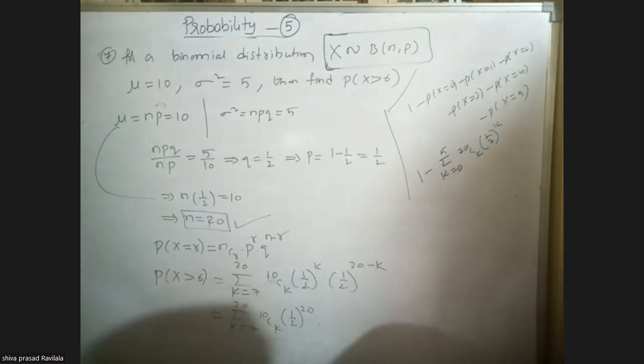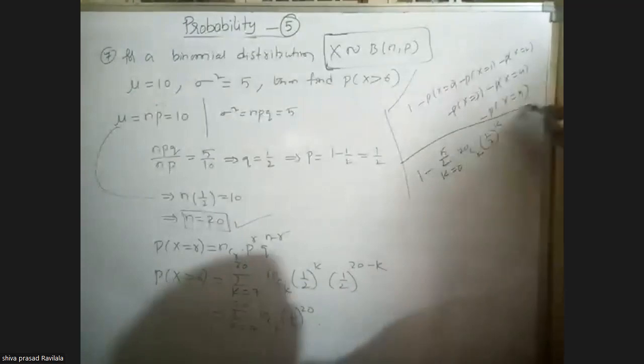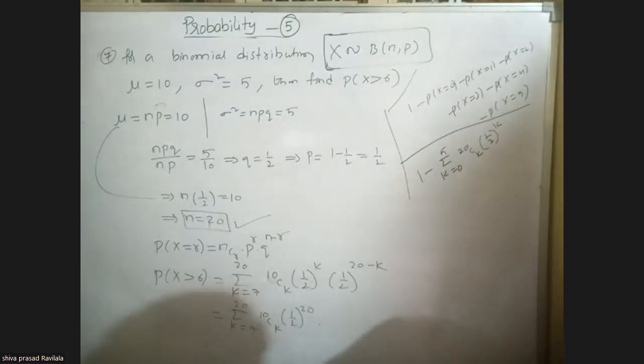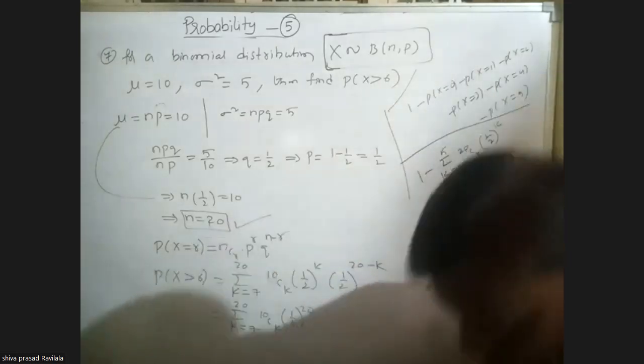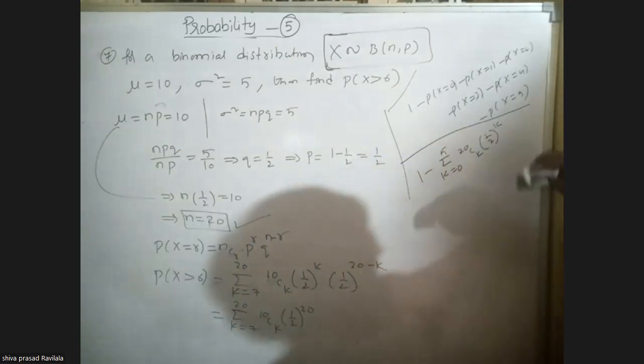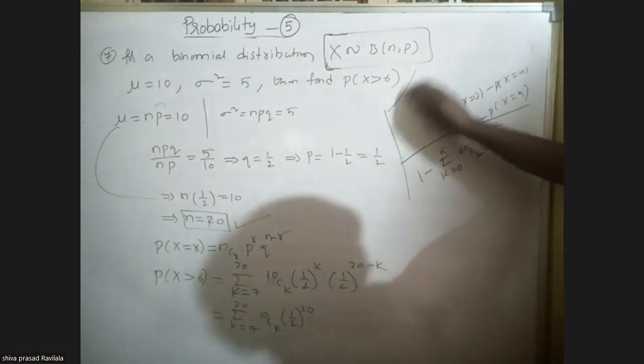Observe this condition. This is the symbol for binomial distribution with that range equal to X, and n, p are parameters.